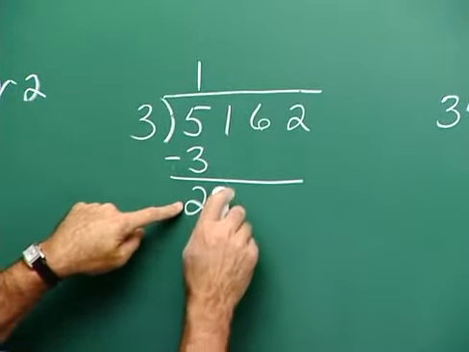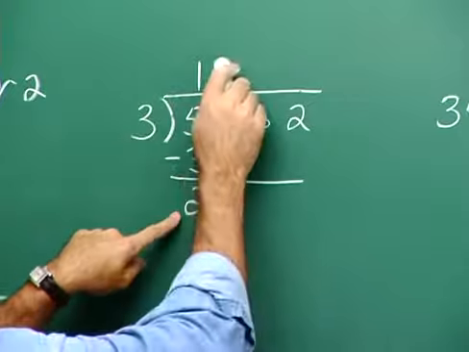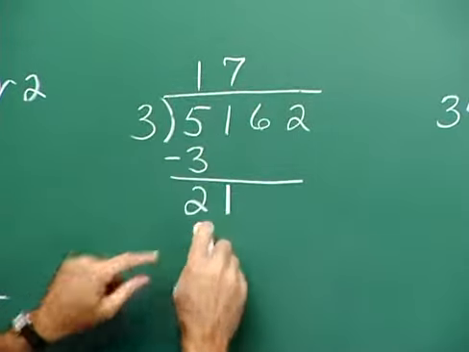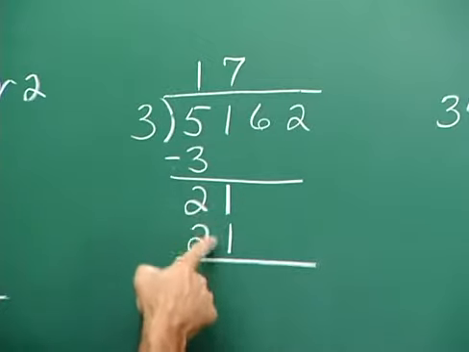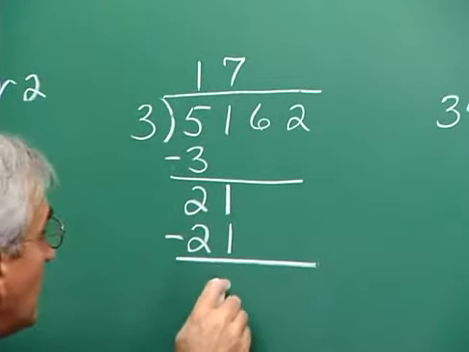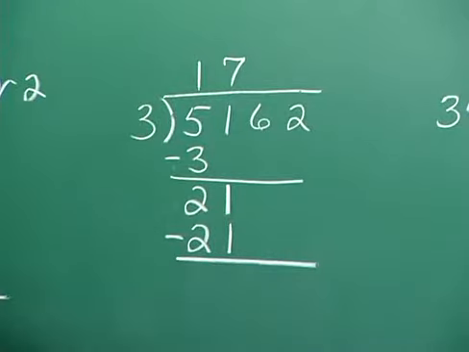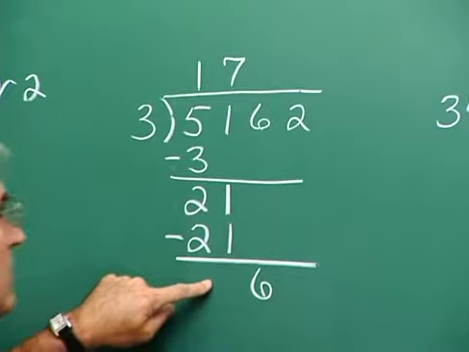Now we bring down the next digit. And we say 3 into 21, oh, that goes 7. 7 times 3, 21. And it goes evenly. That is, these numbers are the same, so when we subtract, we get 0. And again, we don't need to write the 0. It's okay not to write the 0. We just bring down the next digit, and we continue the process.